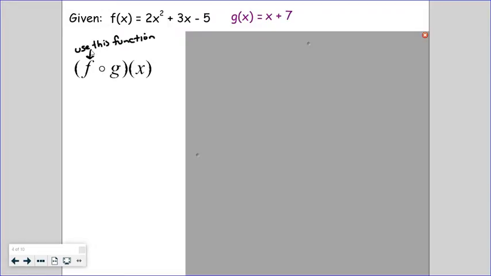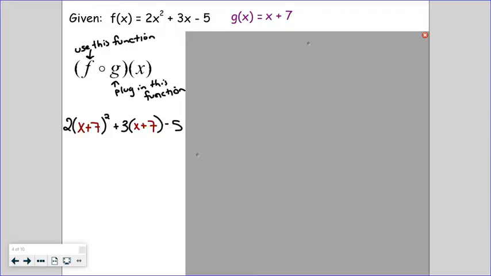So I'm going to write out 2x squared plus 3x minus 5. But instead of x, I'm going to plug in g of x. Okay? So I would have 2, and everywhere there's an x, I'm going to plug in the other function. So you can see right now this is f of x, right? But I left a space where all the x's were. And where the x's are, I'm now going to plug in x plus 7. And then we just clean up the way we know how to clean up.